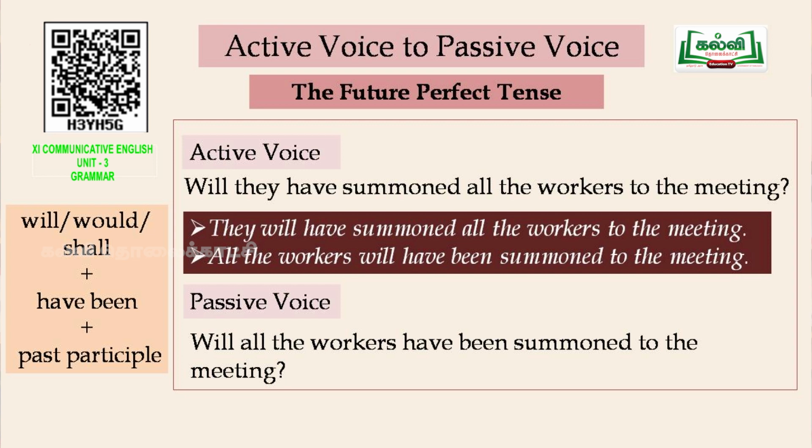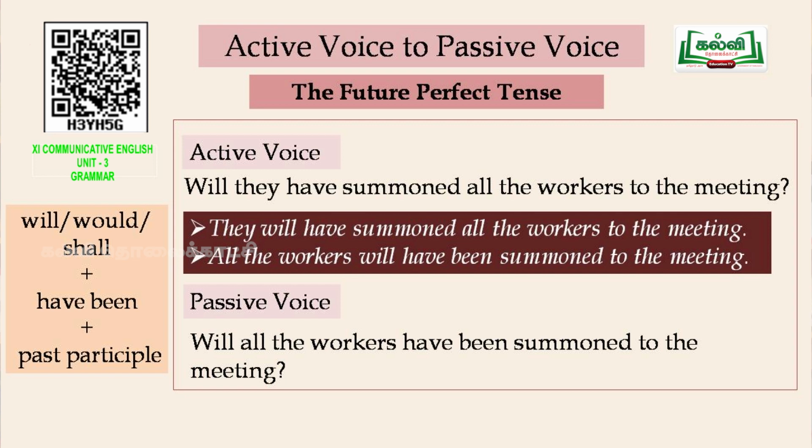Now question 2, interrogative sentence. Will they have summoned all the workers to the meeting? So will they have summoned whom? All the workers. All the workers is the object. Now I convert it into a statement. They will have summoned all the workers to the meeting. They will have summoned whom? All the workers. So all the workers.